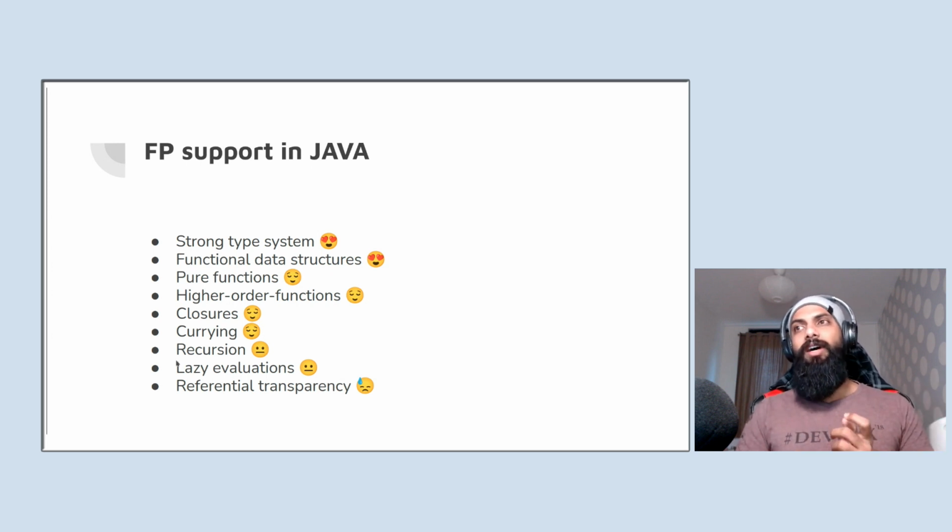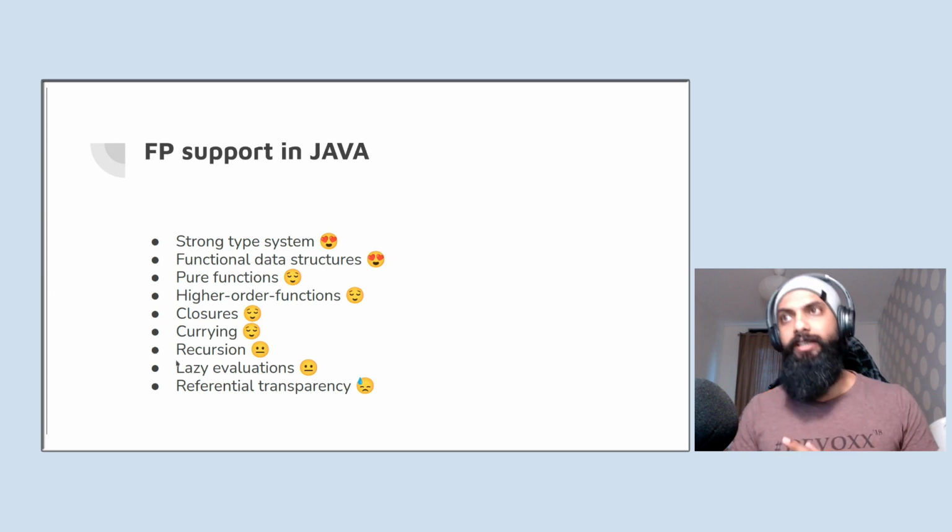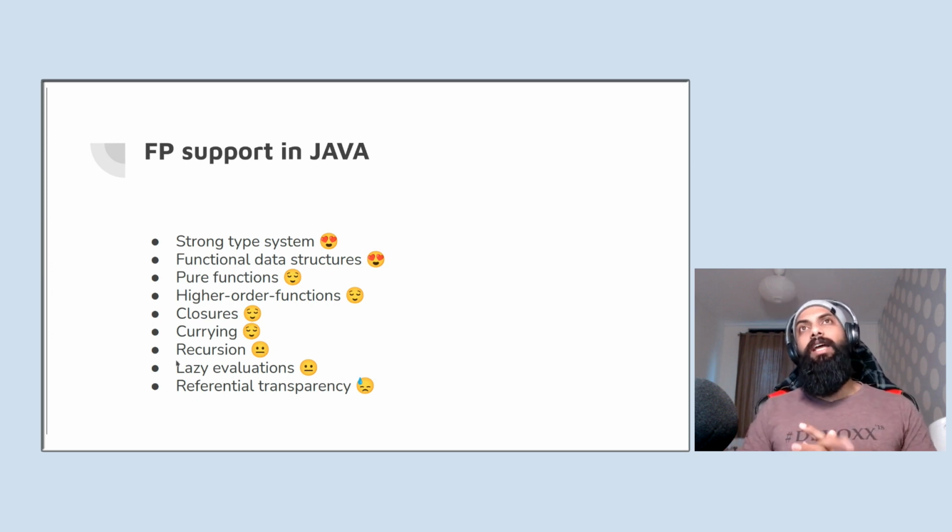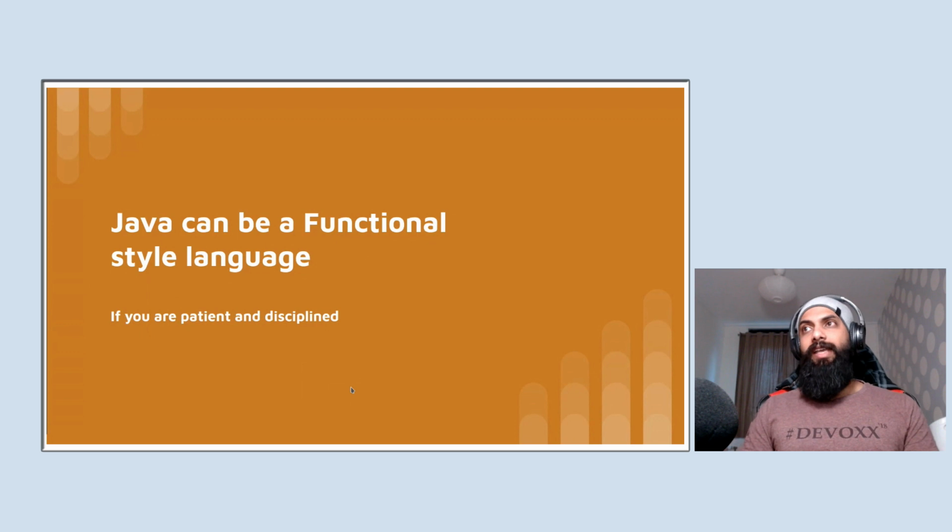So in Java, referential transparency is quite difficult. I would rank Rust and Go much higher than Java. Even TypeScript, sorry, not JavaScript, but TypeScript can be ranked much higher than Java when it comes to referential transparency. So this is the weakest part of Java when it comes to functional programming, and I think this is probably the reason you would end up spending much more time doing functional programming in Java compared to other languages. So yes, Java can be a functional style language if you are patient and disciplined.